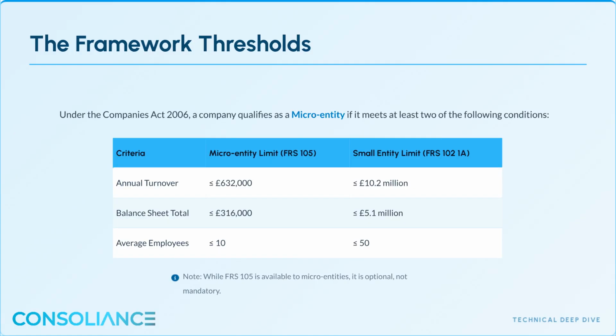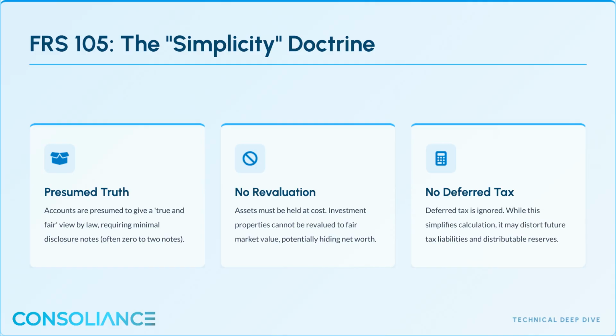First, let's establish if you actually have a choice. Under the Companies Act 2006, you qualify as a micro-entity if you meet two of these three criteria: turnover under £632,000, balance sheet total under £316,000, and 10 or fewer employees. If you meet these, you can use FRS 105. But the key word is optional. Just because you qualify for the micro-entity regime doesn't mean it is the best commercial decision for your specific set of circumstances.